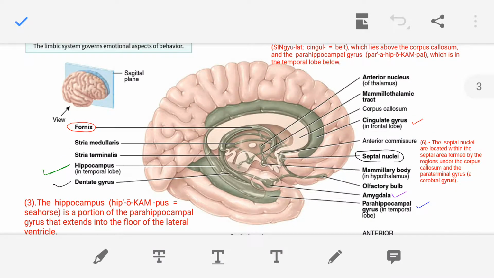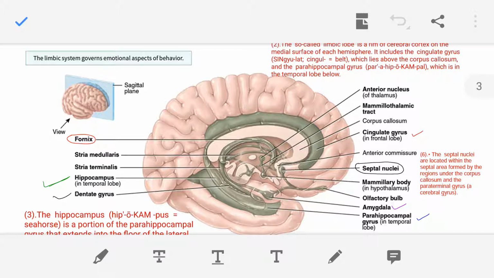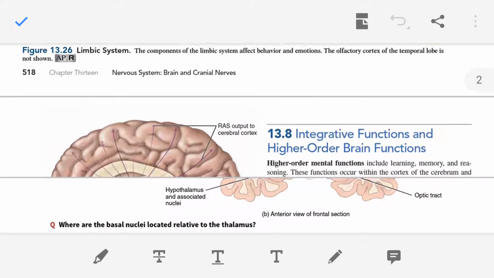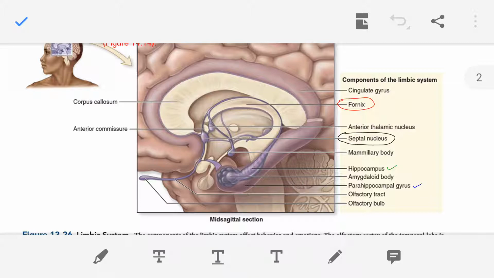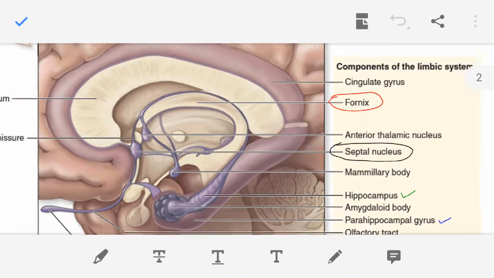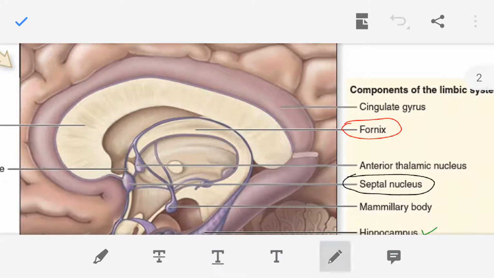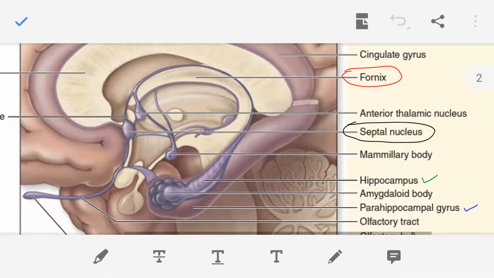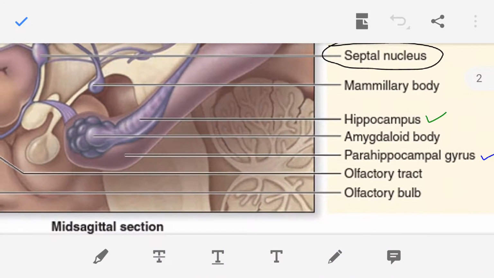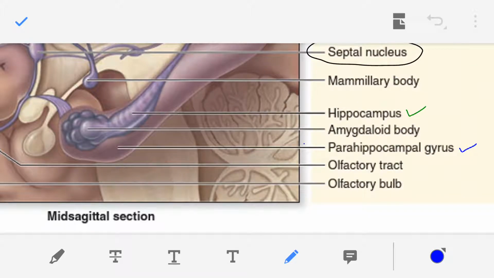So in this figure, and in some other figure also, let's find out the structures. For example, over here they are showing the cingulate gyrus, this part, and the parahippocampal gyrus, this portion.